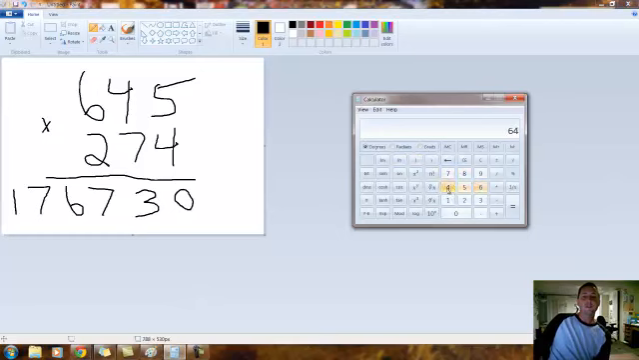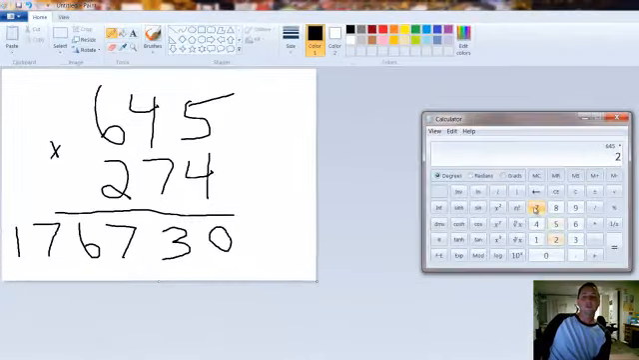645 times 274. And let's see if we did it correctly. 176,730. So it checks out. Again, that's called criss-cross multiplication.